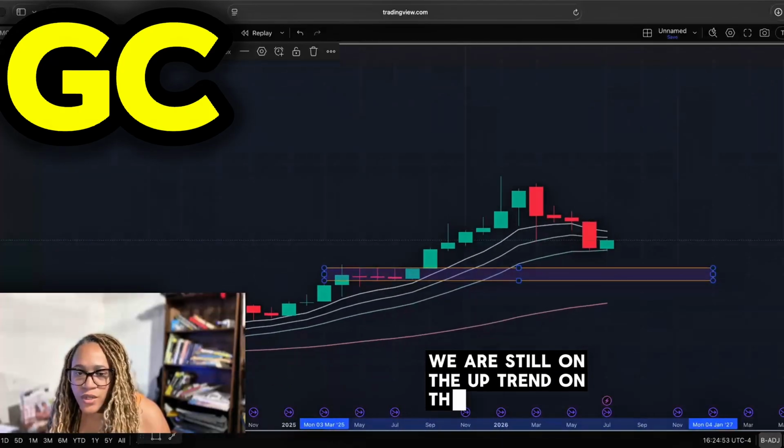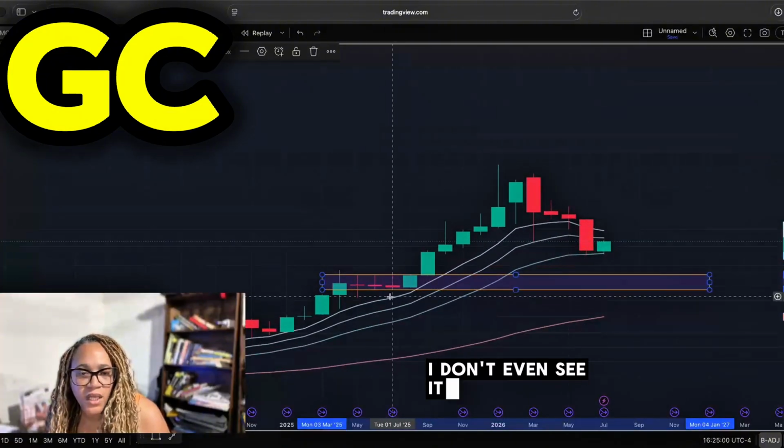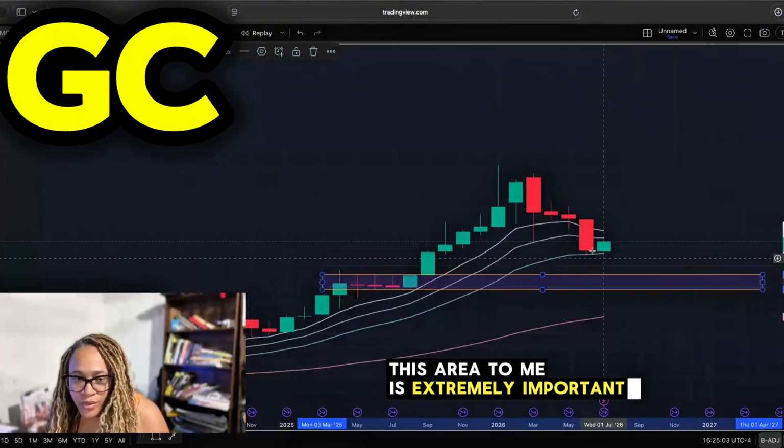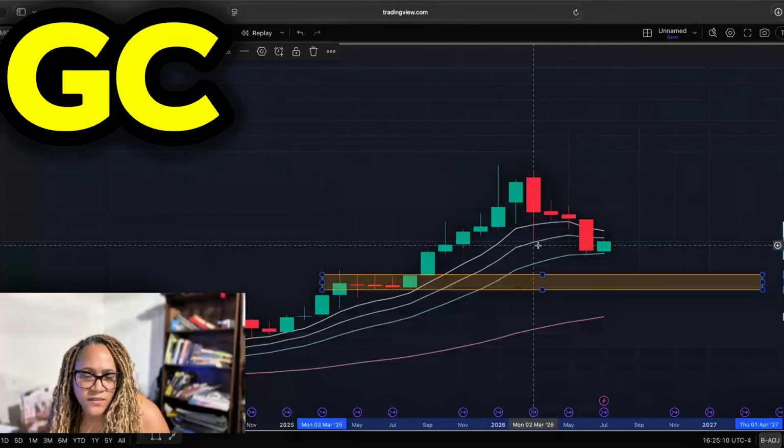We are still in the uptrend on the big scale if we're looking at the monthly, right? I don't even see the 200. Where's the 200? I don't even see it. So this area to me is extremely important. I think I might even change the color of this box. All right, I can leave it golden.